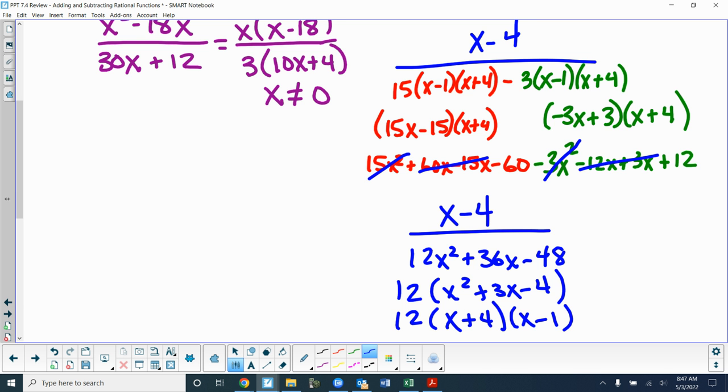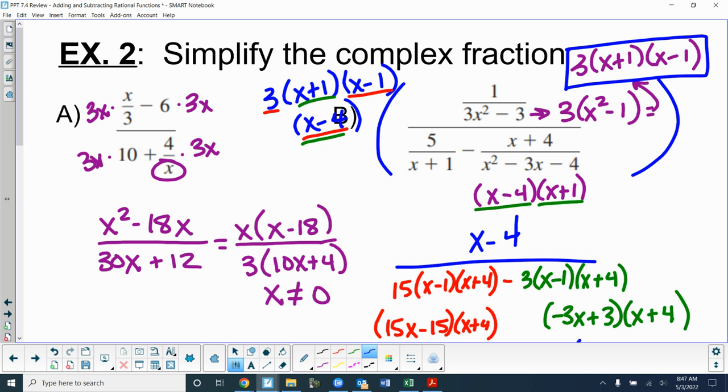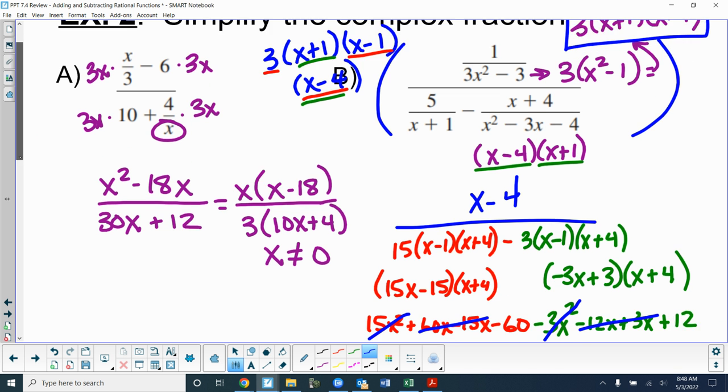So going back to the original denominators, I factored that. What factors of x get me a 0? 1 and negative 1. 1 and negative 1, good. Negative 1 there, and then 4 and negative 1, right? So plus or minus 1 and 4, right? Looking at the original problem.